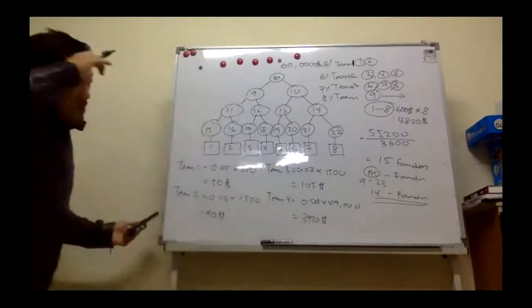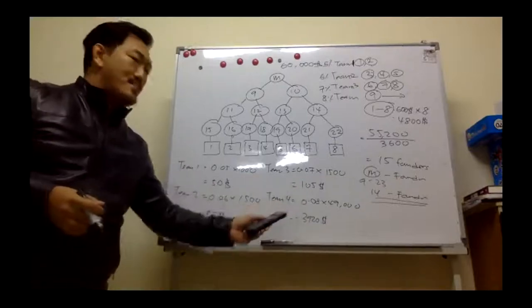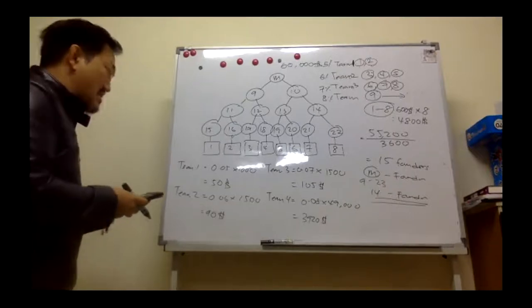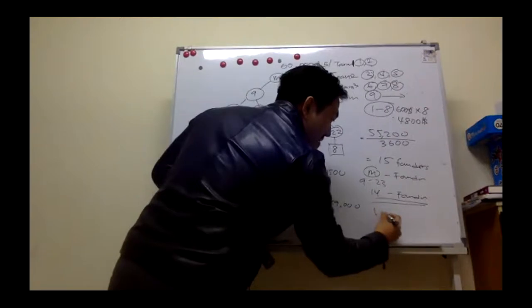So this is purely from level up bonus. Okay? So let's add it up: plus 50 plus 90 plus 105. That's 4,165 from level up.